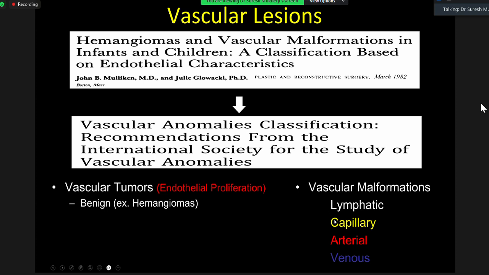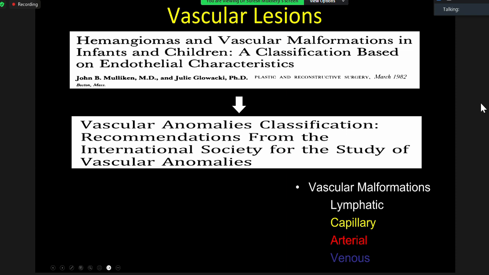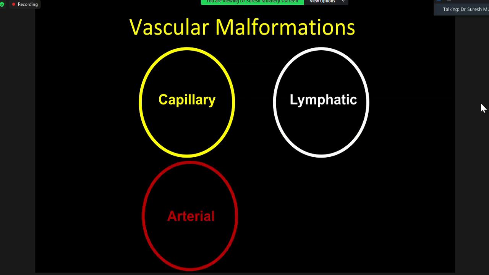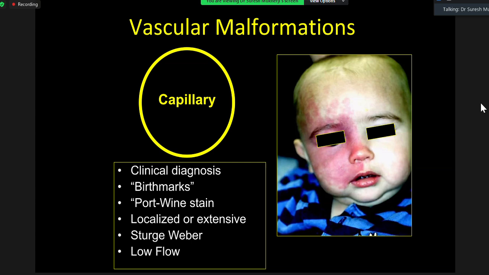And I'm going to present to you the Olympic rings approach, if you will, to vascular malformations. When we look at vascular malformations, there's lymphatic, capillary, arterial, and venous. Again, I emphasize that you have to know the benchmarks, the indicators of the hemangiomas. Once you understand this, it will help us identify these vascular malformations. So let's start with the capillary vascular malformations.